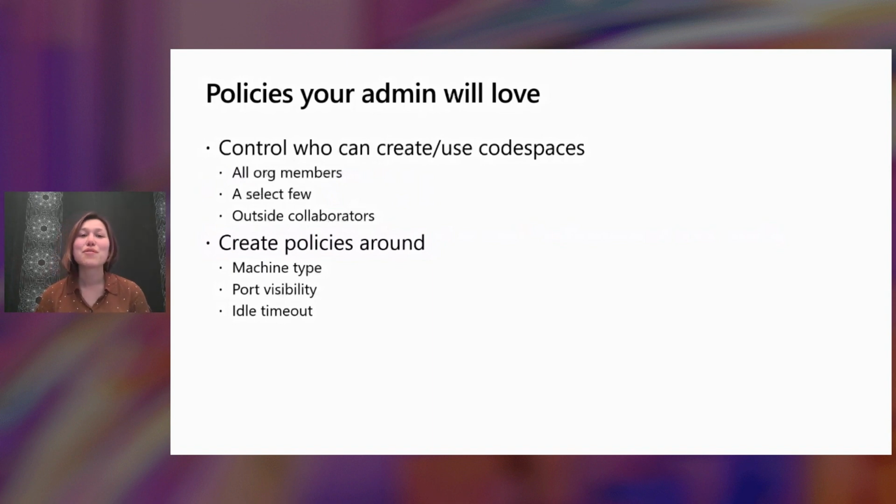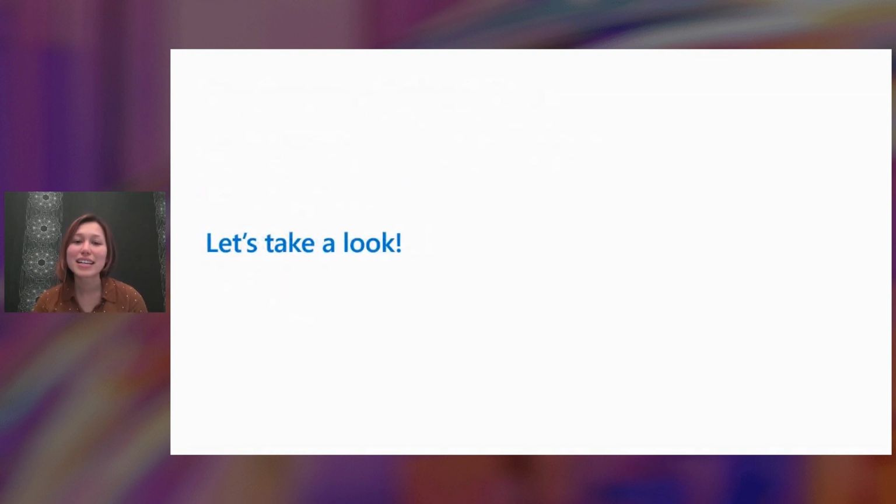And second, we've started a robust policy program. So these are just 3 of the policies that we've shipped so far, and we've got others coming down the pipeline. The 3 main types are machine type, port visibility, and idle timeout. Let's go ahead and check into how this works in practice.